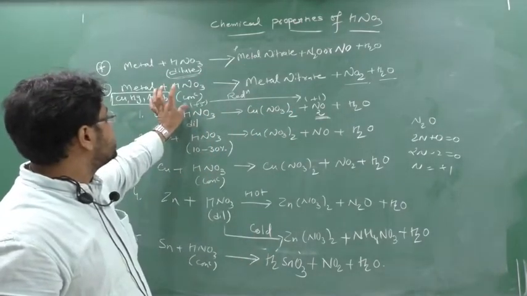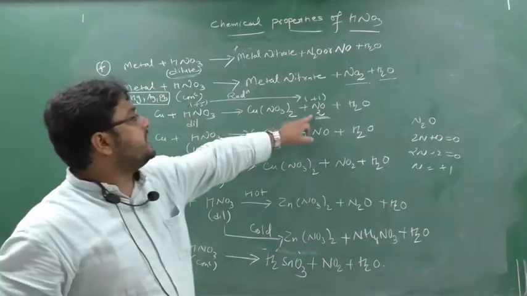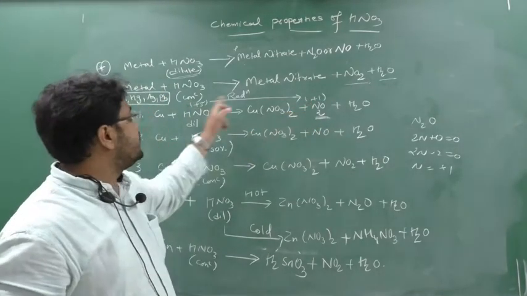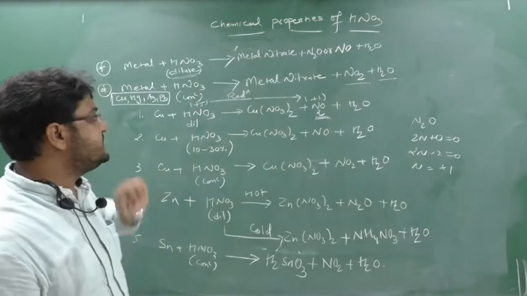See, the nitrogen oxidation number in HNO3 will be +5, but in N2O the oxidation number is +1. So 5 to 1 is reduction, and the one who does the reduction is an oxidizing agent.